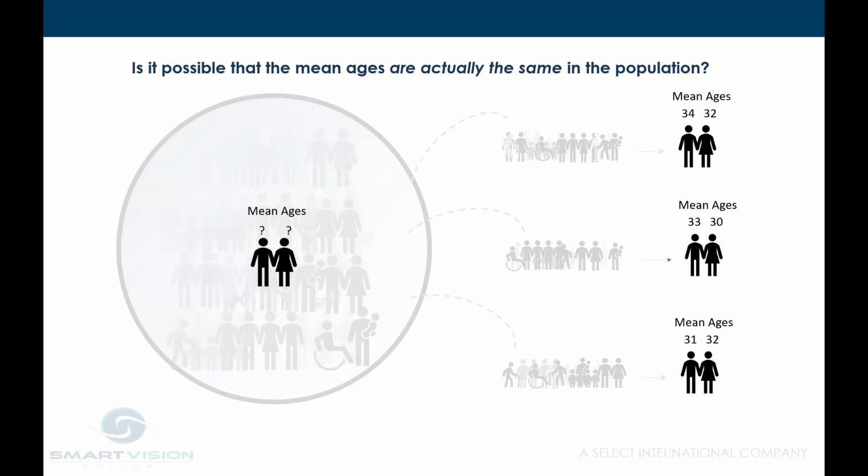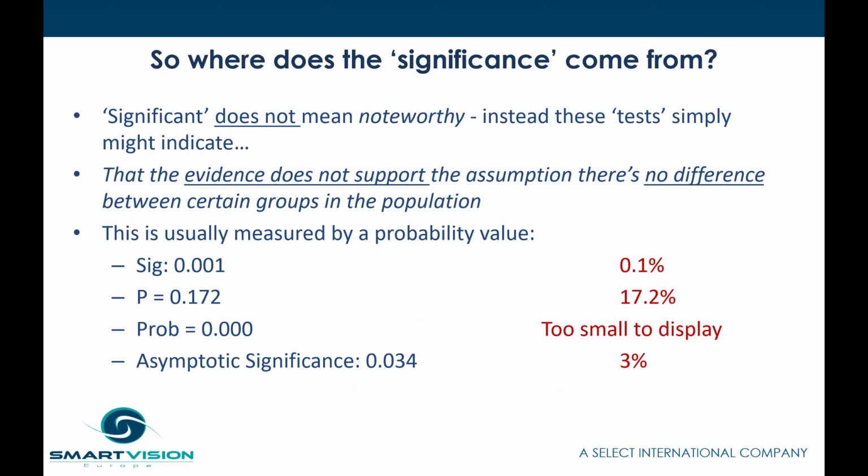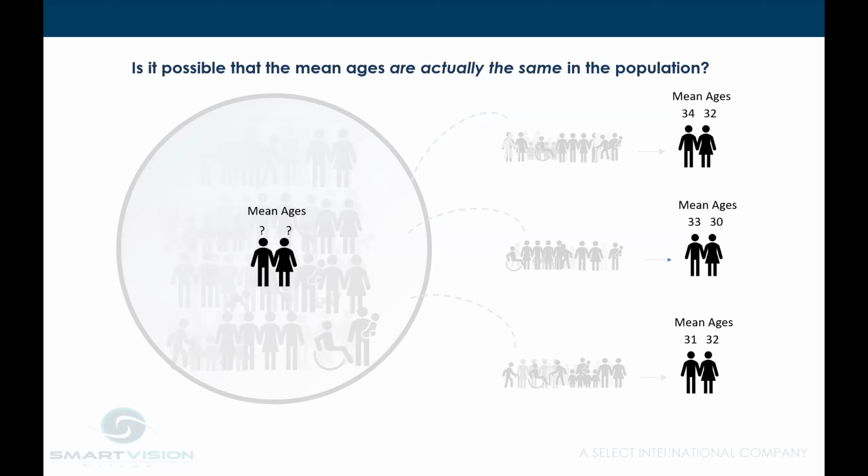If we were guessing that women were older than men, let's say, that would be a one-sided significance test, and we could test against that probability. But here we're just saying, look, maybe they're exactly the same in the population, and any differences that we observe are purely random. So where does significance come from within this context?